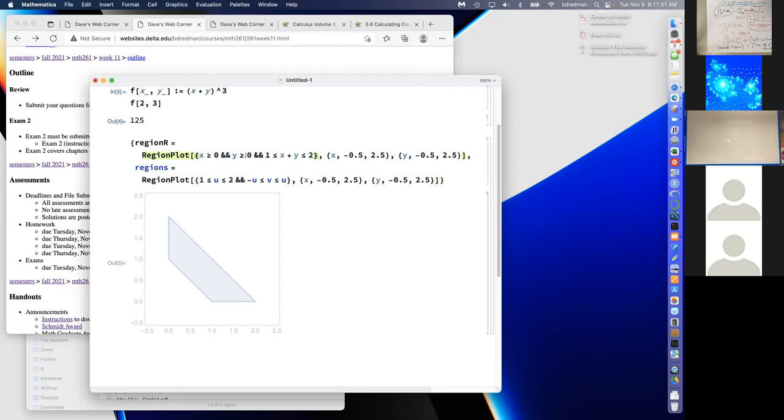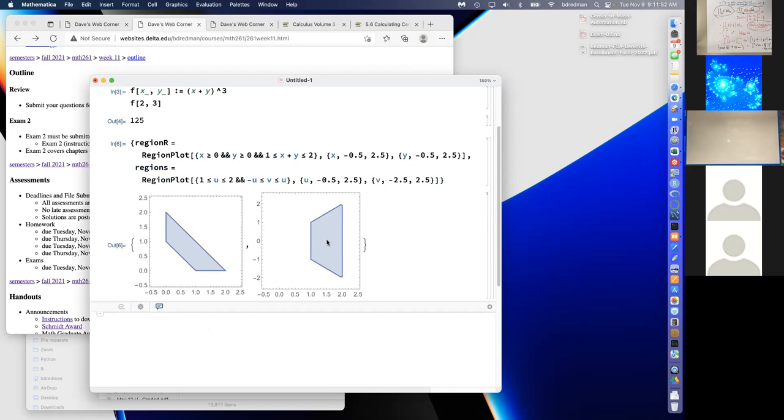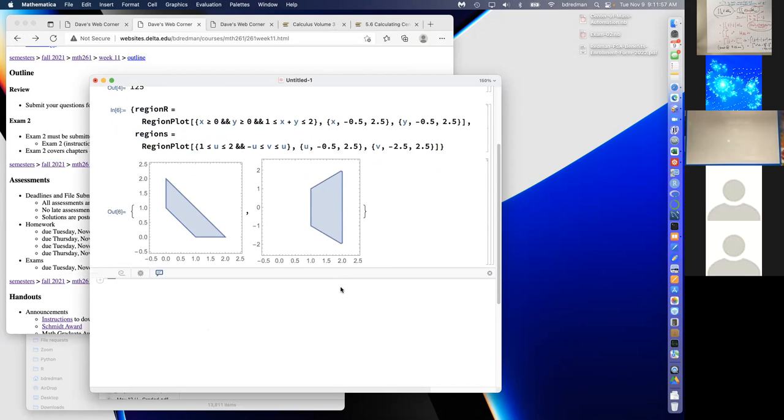I wanted the greater than or equal to right here. And I'm going to let U run from what? Minus 0.5 to 2.5. Okay, I'll keep that. And I'll let this run from minus 2.5 to 2.5. This will be the V. Okay, so roughly the regions I expect.